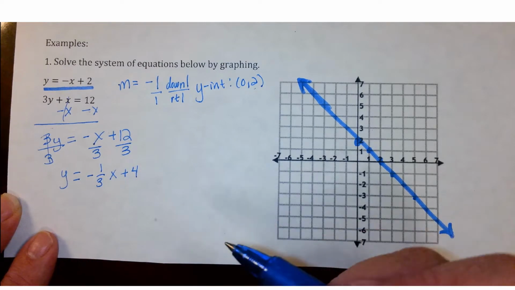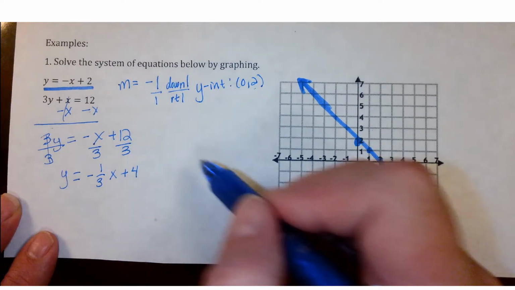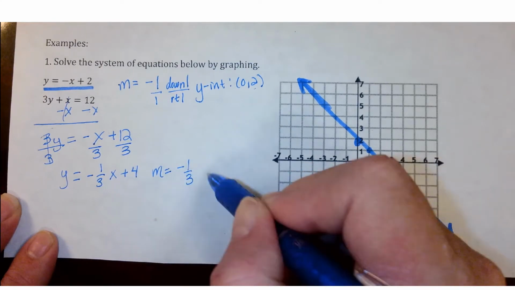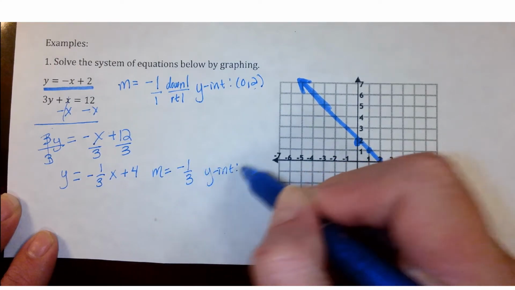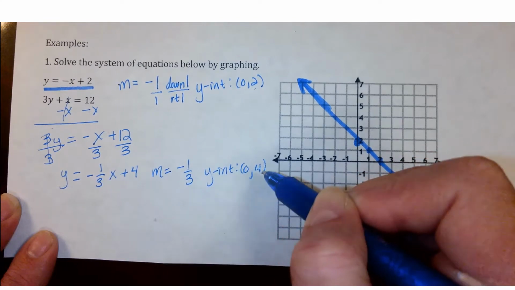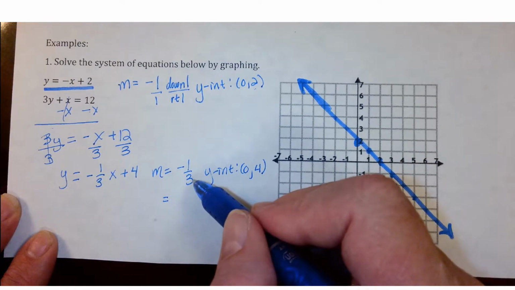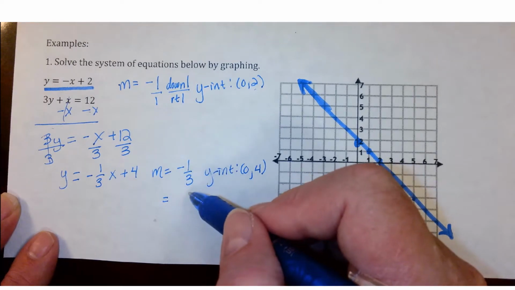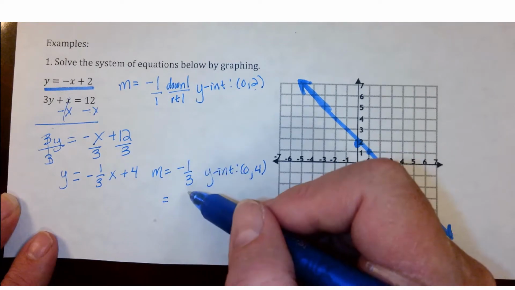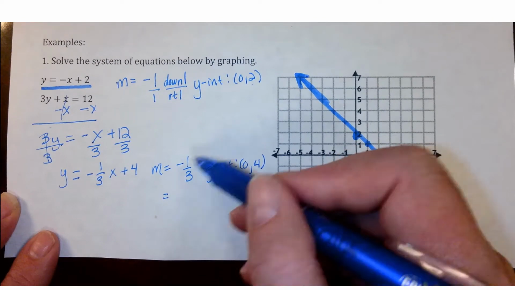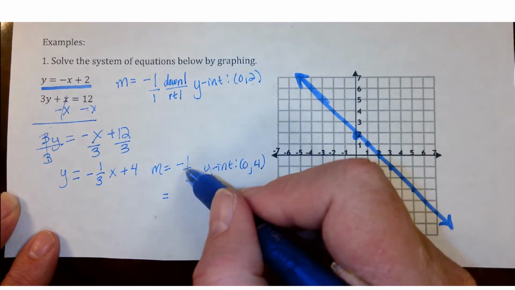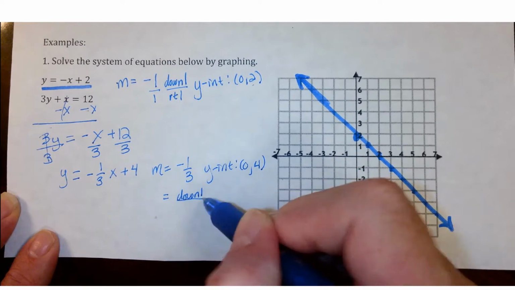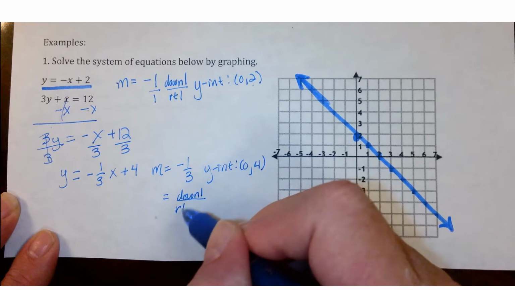So let's pull out our information that we need for this one. Our slope is -1/3. Our y-intercept is (0, 4). So looking at the slope more closely, again, I do have a negative. Again, I could put it on the top, or I can put it on the bottom. I can put it in the numerator, or I can put it in the denominator. I'm going to leave it in the numerator. So that's going to make it go down instead of up. Down 1, and I'm going right 3.